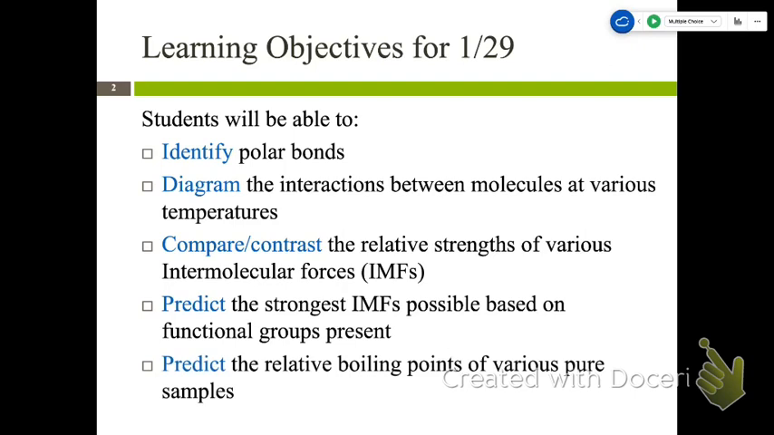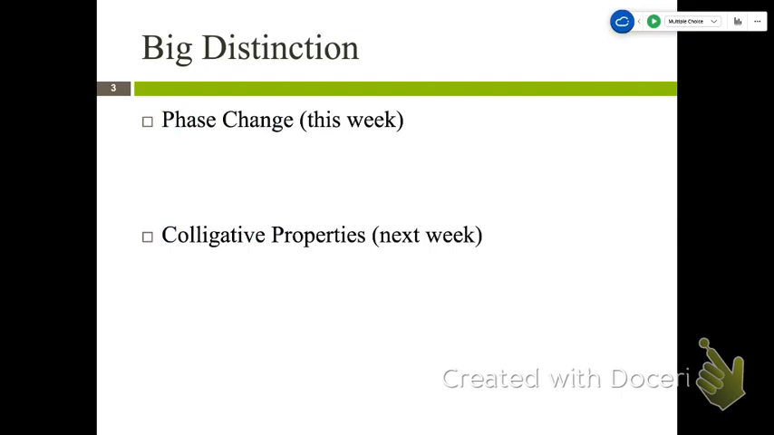And then we're going to think, how does that relate to boiling point of a pure substance? This is one part of the semester where people get confused between this week and next week. So I wanted to make a distinction. This week we're talking about if you have a pure sample of water or of ethanol or of benzene or whatever it is.